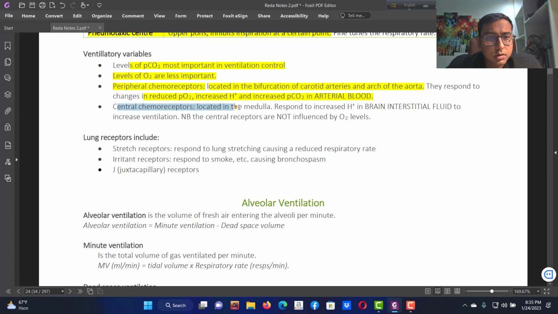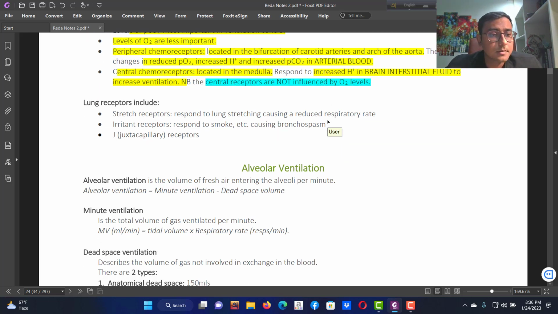So more carbon dioxide or hydrogen will be excreted out through hyperventilation, then oxygen is restored. The central chemoreceptors are located in the medulla, and respond to increased hydrogen in the brain fluid, that is CSF, by increasing ventilation, and the central receptors are not influenced by oxygen. So oxygen is not so sensitive with central chemoreceptors. The partial pressure of carbon dioxide and the hydrogen are more sensitive for the chemoreceptors.